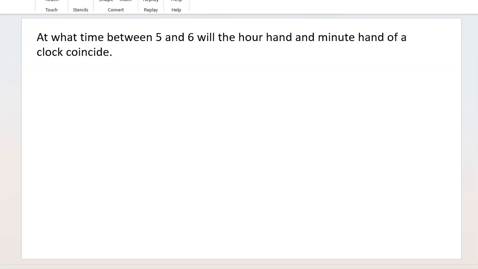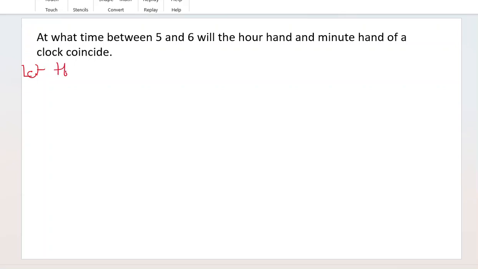At what time between 5 and 6 will the hour hand and minute hand of a clock coincide? So the question is asking at what time between 5 and 6 will the hour hand and minute hand of a clock coincide. When I say coincide, the angle between them will be 0 degree. So this is the way I solve.